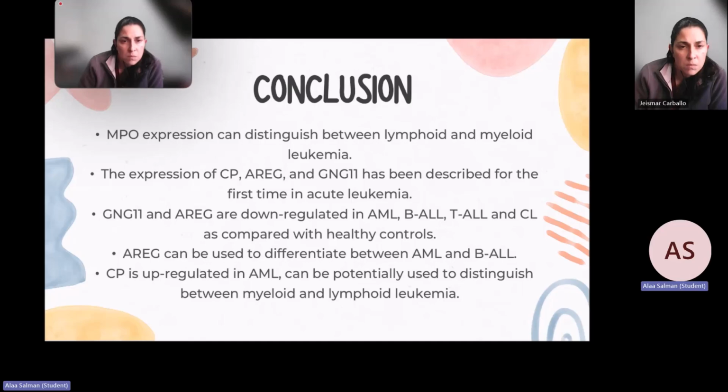The expression of CP, AREG, and GNG11 has been described for the first time in acute leukemia after this study. GNG11 and AREG are downregulated in AML, BALL, TALL, and CL as compared with healthy controls. AREG can be used to differentiate between AML and BALL, and CP is upregulated in AML and can be potentially used to distinguish between myeloid and lymphoid leukemia.